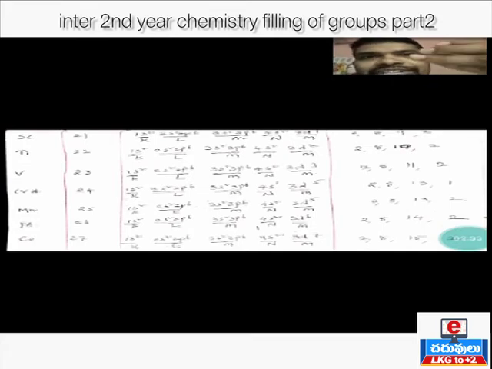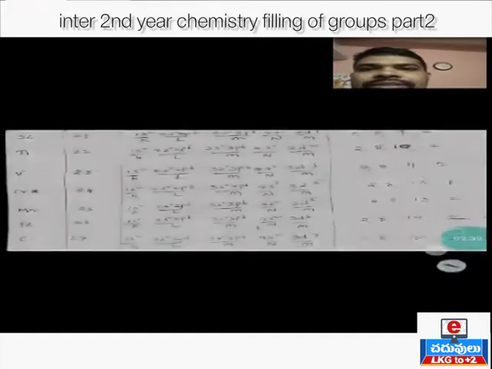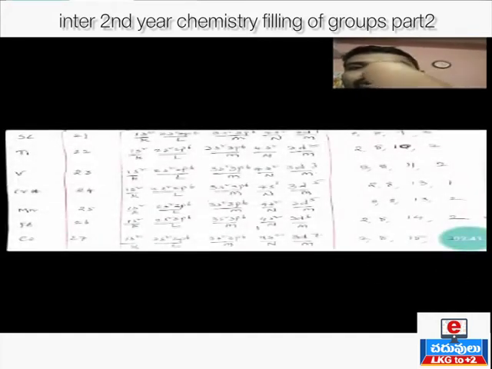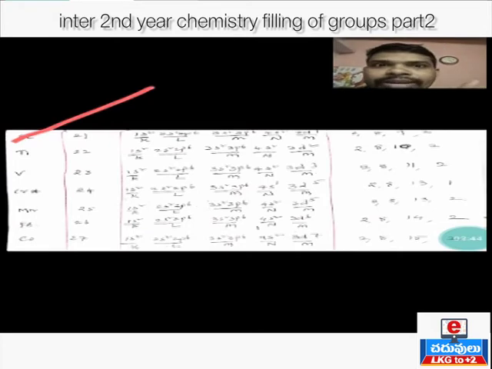Calcium is the 20th element. After calcium, which element will come? Scandium. Okay, in the format, you have to write the electronic configuration. Suppose you want to write an electronic configuration, you need the element name, atomic number, and energy order. Energy order, you remember 1s to 3d: 1s, 2s, 2p, 3s, 3p, 4s, 3d. Clear? Now I am going to write the scandium electronic configuration.